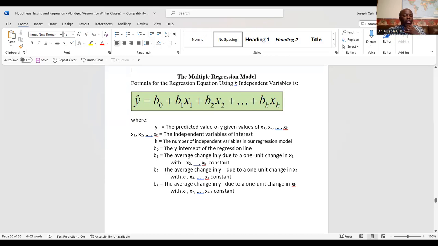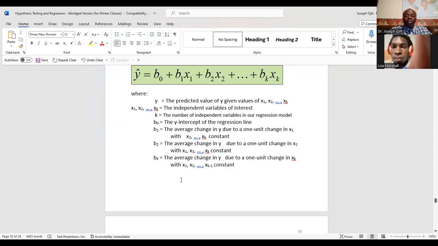B1 is the average change in the dependent variable y due to 1 unit change in x1 with x2 and the rest of the x variables constant. Excuse me. B2 is the average change in y due to the unit change in x2 while holding the other independent variables, x1, x3, and xk constant, and so on like that. So you have bk as the average change in y due to the one unit change in xk with other independent variables x1, x2 to xk constant.